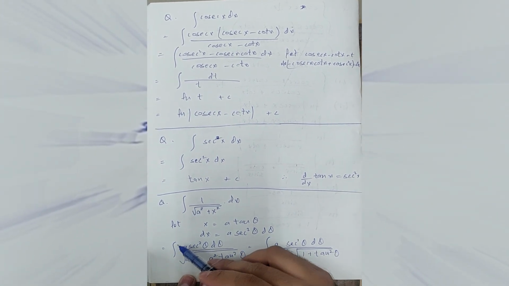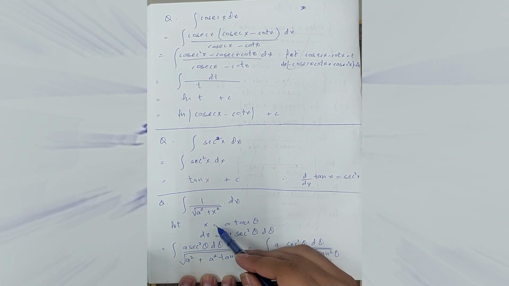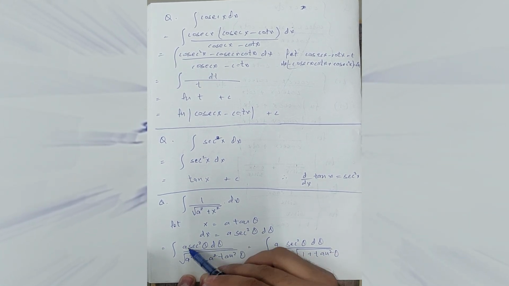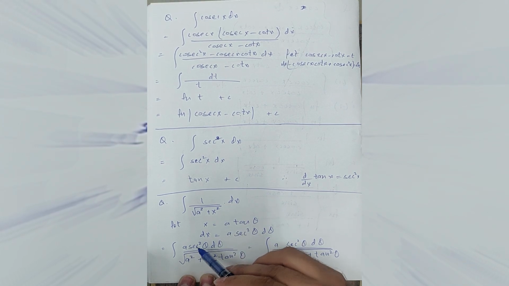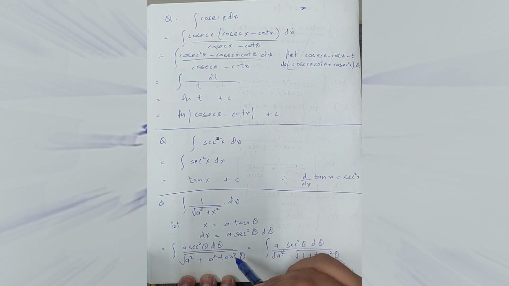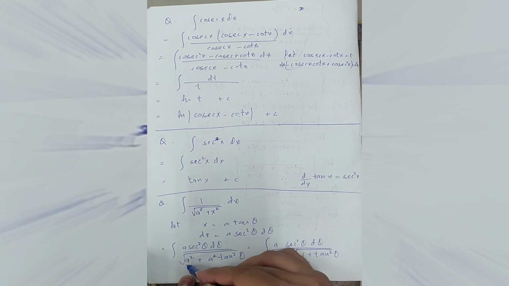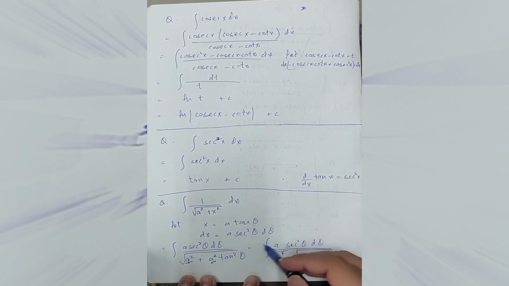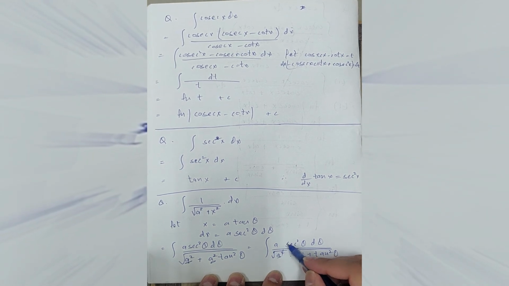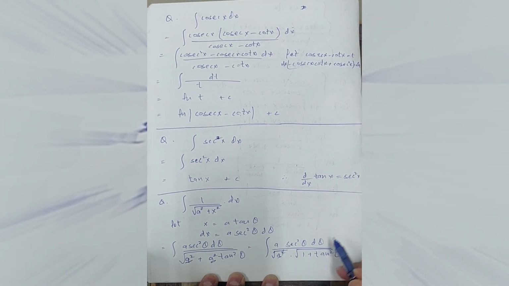Now I will put the value of x as a tan theta and dx as a secant square theta d theta. So in the numerator it goes a secant square theta d theta, and in the denominator it is the square root of a square plus a square tan square theta. Now this a square is common here and here, so it can be taken out as I have done here, and this square will cancel this square root out, and this 1 plus tan square theta will be left as it is.